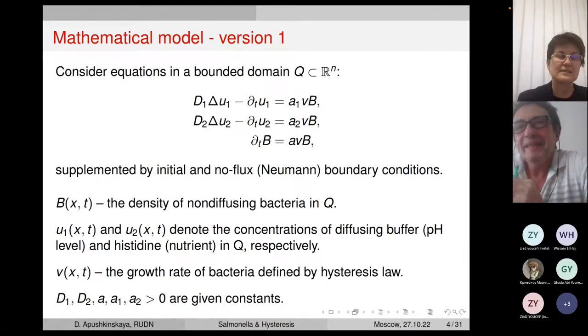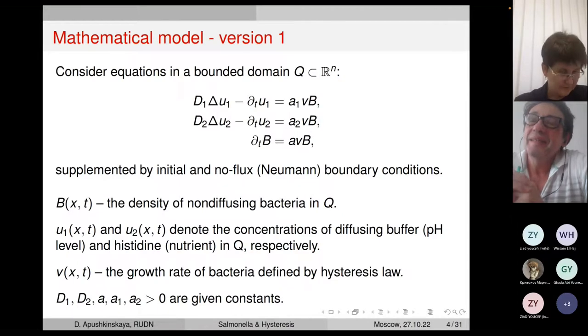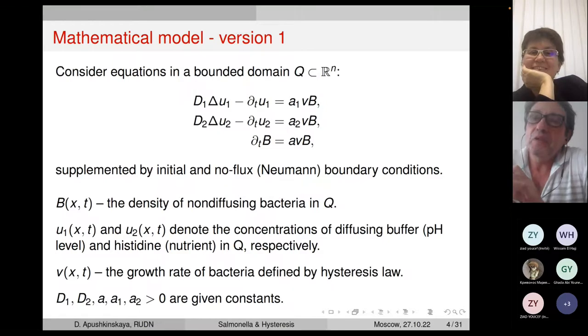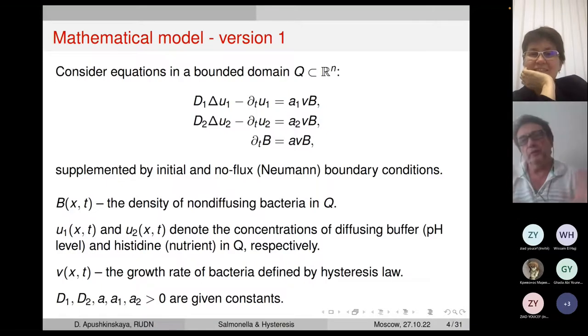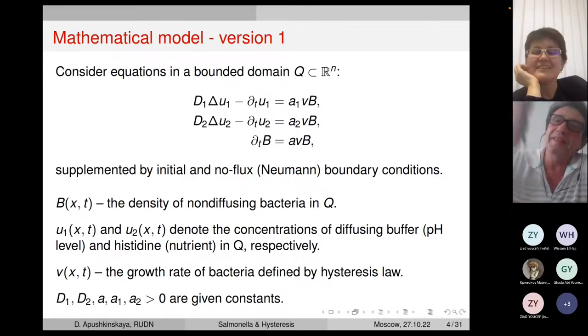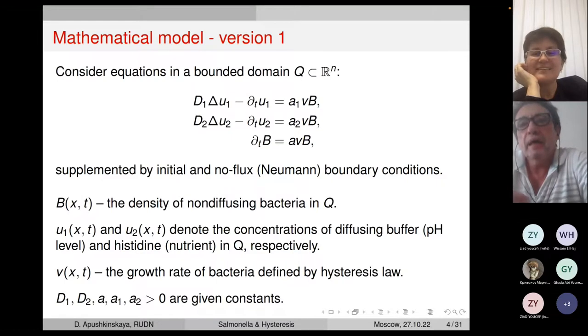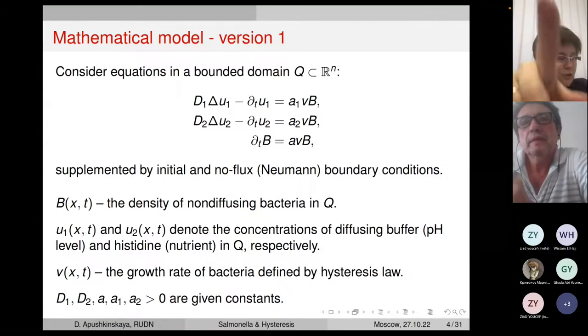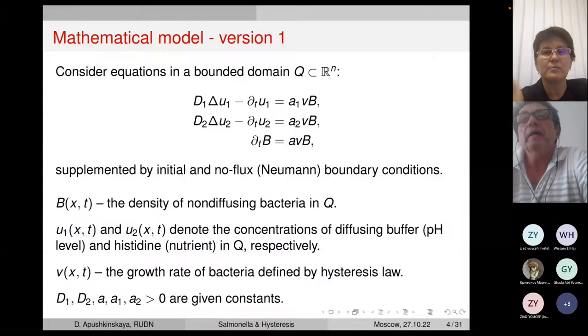In fact, I should say that the parabolic heat operator is just Laplace minus ut. Well, of course, you can write it like that. But anyway, if you make abstraction of the order of all these terms, the first equation is the equation for U1, and there is a diffusion term. If we put the right-hand side on the left-hand side, we have minus a1 vb. So in fact, we have the time derivative equal to the diffusion term minus a1 vb.